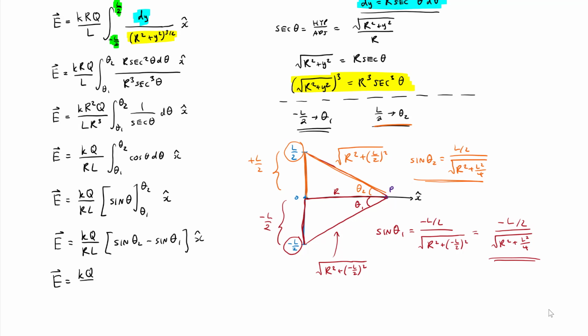And I have kQ over r times L. Sine of theta 2 is L over 2, and the denominator is the same, so why don't we just do minus L over 2 divided by the square root of r squared plus L squared over 4, in the x direction.